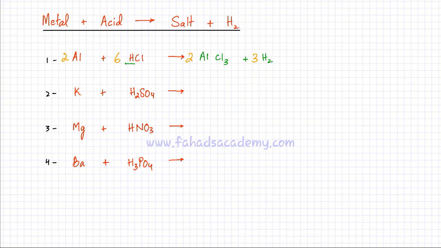The next reaction is also a similar reaction, potassium metal, which is a group 1 metal, reacting with sulfuric acid, which is H2SO4, and again it's going to produce a salt and it's going to produce hydrogen gas. So we will write down hydrogen gas as it is, because it's always going to be produced when a metal reacts with an acid. And I need to figure out what the salt is.